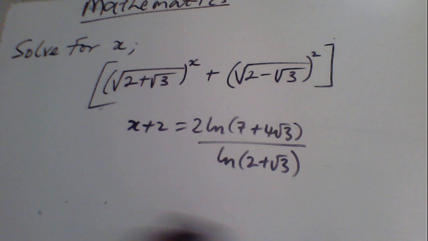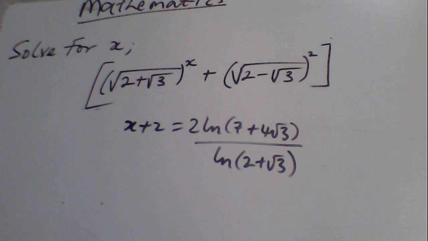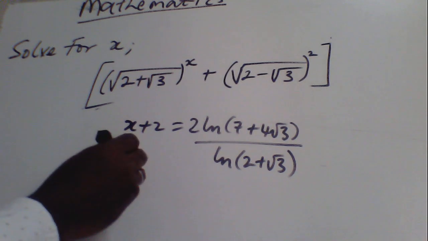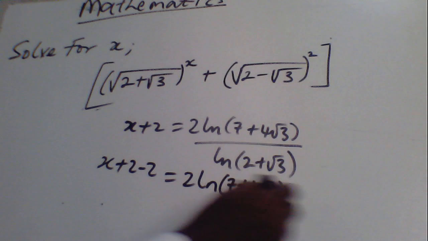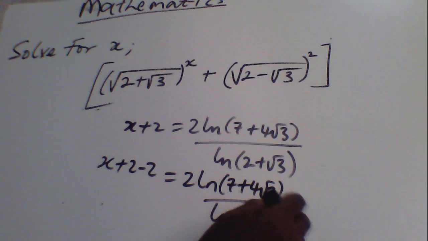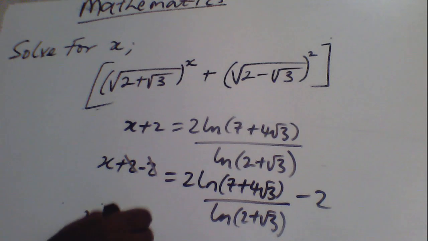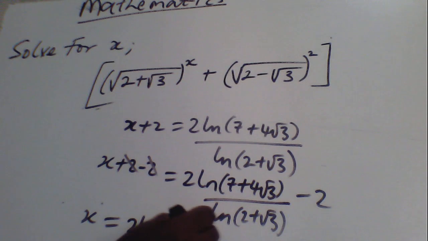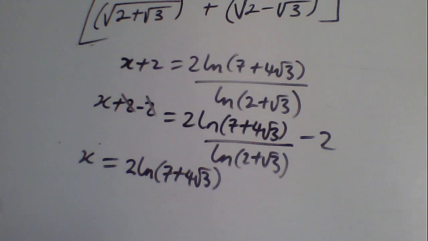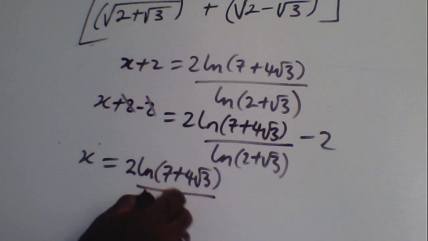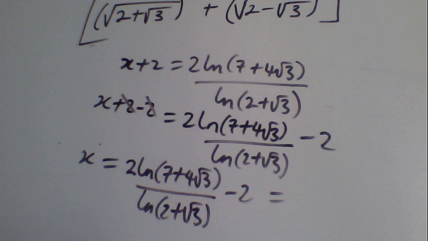So from here, subtract 2 from both sides of the equation so that this x will stay alone. We have x plus 2 minus 2 is equal to 2 ln(7 + 4√3) divided by ln(2 + √3) minus 2. So this can cancel out to give us x is equal to 2 ln(7 + 4√3) divided by ln(2 + √3) minus 2. So use your calculator to find the value.